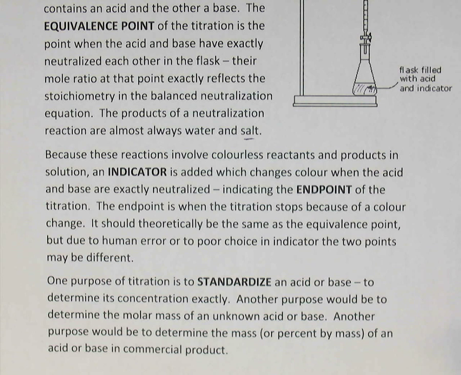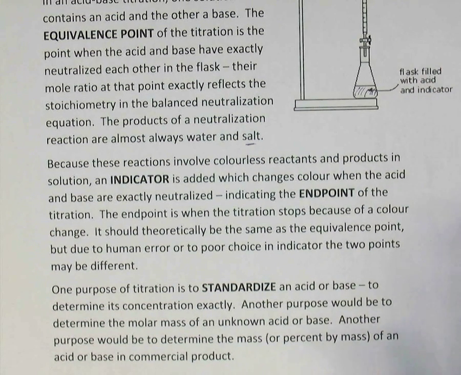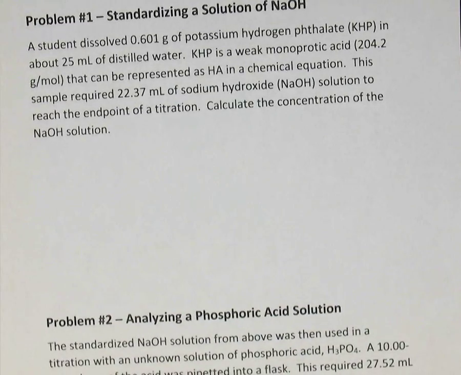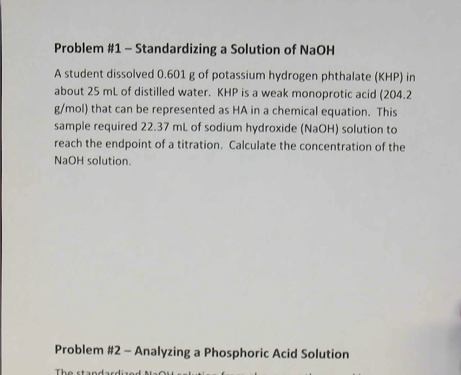Another purpose would be to find the molar mass of an unknown acid or base. A third purpose might be to do a commercial analysis and find the percent by mass of an acid or base in some kind of product, like a medication, for example. So with that little background, let's jump in and take a look at some standard titration questions.